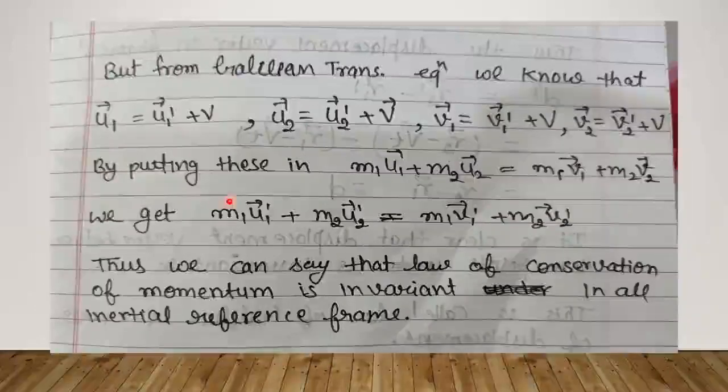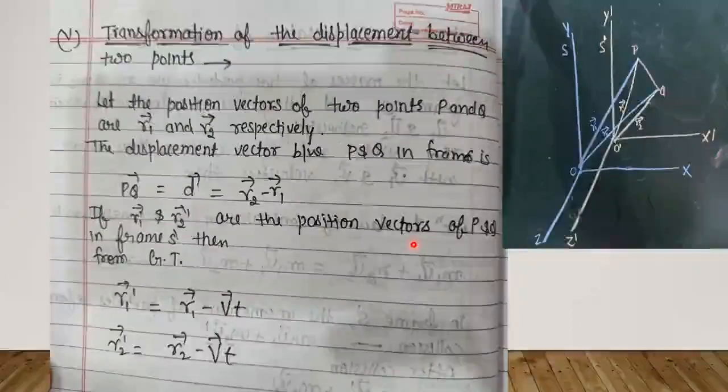But from Galilean transformation we have u1 equals u1 dash plus V, u2 equals u2 dash plus V, v1 equals v1 dash plus V, and v2 equals v2 dash plus V. By substituting these values in the equation, we get m1u1 dash plus m2u2 dash equals m1v1 dash plus m2v2 dash. So we can say that the law of conservation of momentum is invariant in all inertial frames.